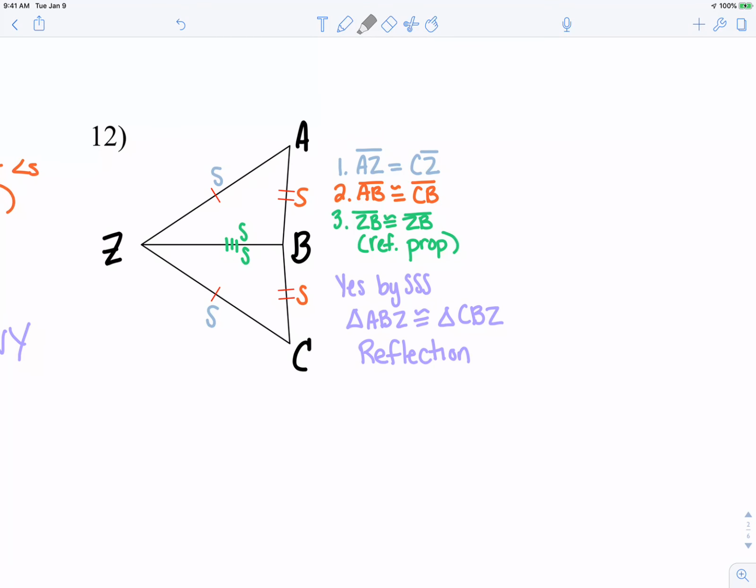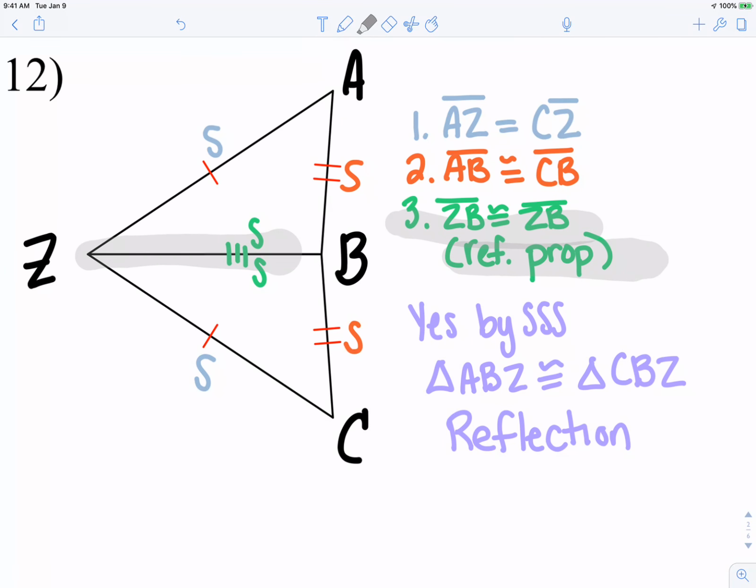All right, number 12, we have AZ congruent to CZ. Those two sides are congruent. Next, we have AB congruent to CB. Those are marked congruent. Next on the list, we have a shared side. ZB is congruent to itself, so that's the reflexive property. So if you look at each figure, side, side, side, so by side, side, side, triangle ABZ is congruent to triangle CBZ, and that's a reflection.